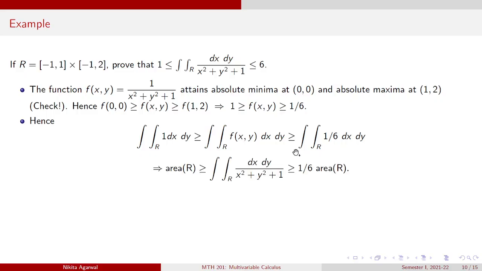Now what is this double integral over R of constant function 1 dx dy? It's nothing but the area of R. And on this side you get 1 by 6 times area of R and this is the integral that is in hand. Now what is area of R? It's a rectangle. Area is easy to compute. It's length times breadth. So length is 2, breadth is 3. So your area is 6. Then you plug in the values, you get what you wanted.